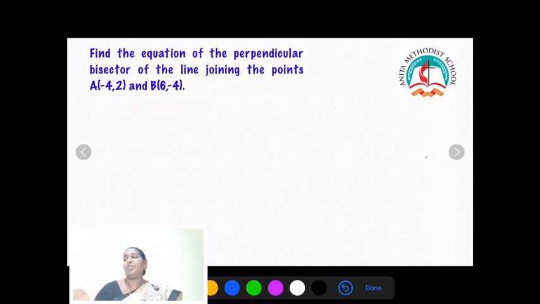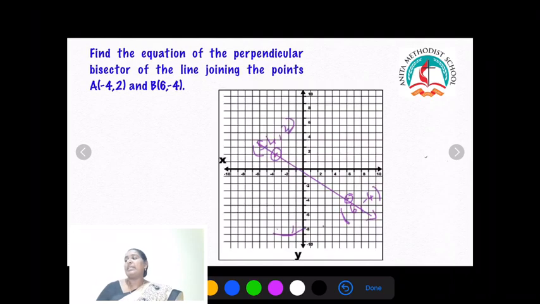Children, once again I read it for you. Find the equation. What should you find out? We have to form an equation of the perpendicular bisector of the line joining the points. When the line passes through the midpoint, we say what? The points given are 6 comma minus 4 and minus 4 comma 2. We have to find out the bisector.